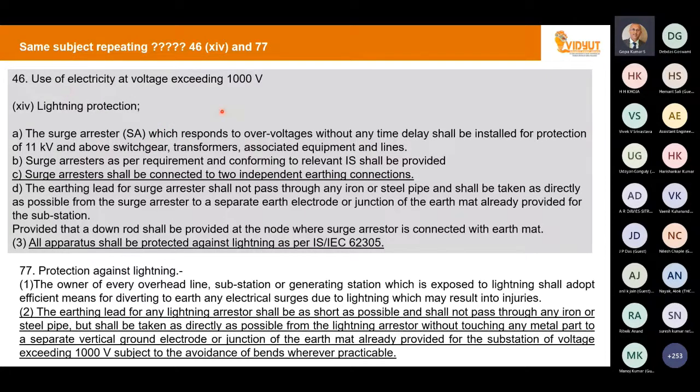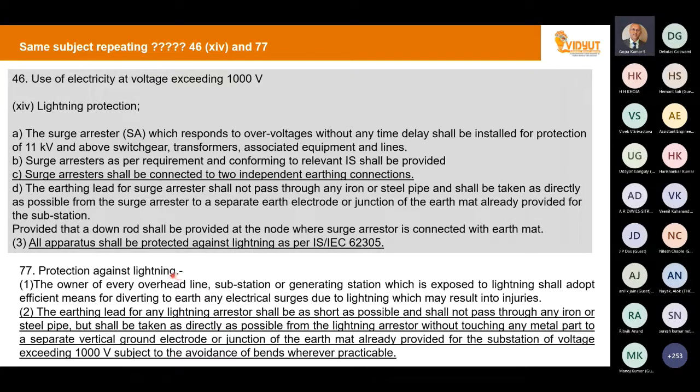Lightning protection: there is a duplication, regulation 46 and 77. Earlier it was 74. So lightning protection is coming up in 2 places. In the newly added version in 46, the surge arresters shall be connected with 2 independent earthing connections. This is actually a mistake. And it says above 1000 volt shall be protected against IEC 62305. This is not applicable, because 62305 is applicable only for buildings and structures, not for high voltage transmission lines or distribution lines. So there is already an existing regulation.